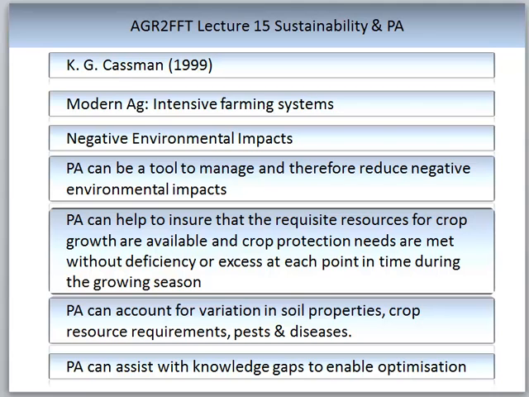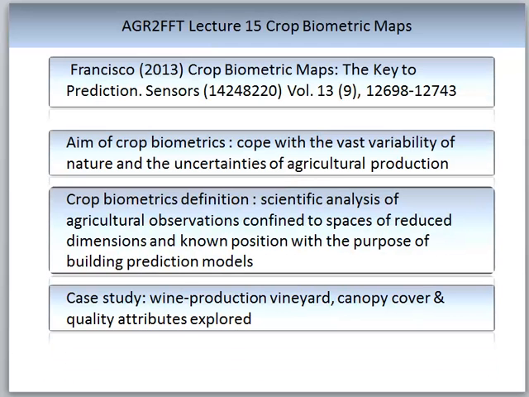It is important to note that PA can account for variation in soil properties, variation in crop resource requirements, and variation in responses to both pests and diseases. Thus, PA can assist with the knowledge gaps to enable further optimization, and this is seen to have significant advantages for the environment. Now we'll look at what are called crop biometric maps, which can be a technology of precision agriculture.